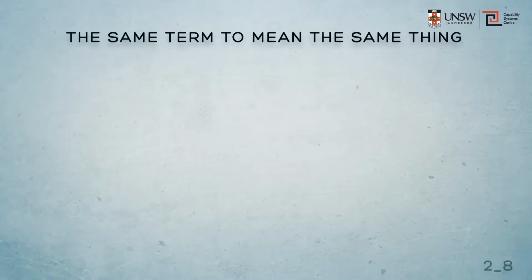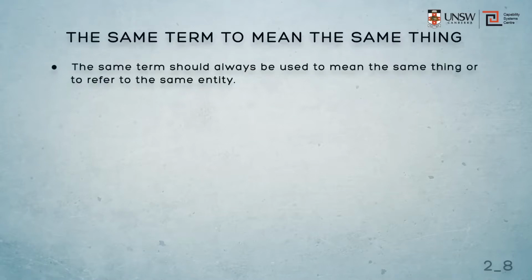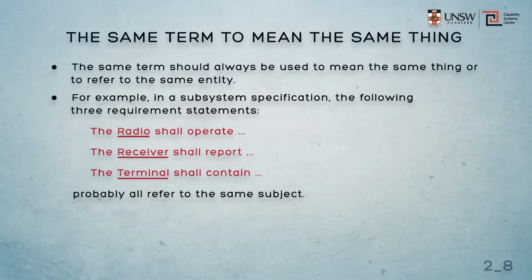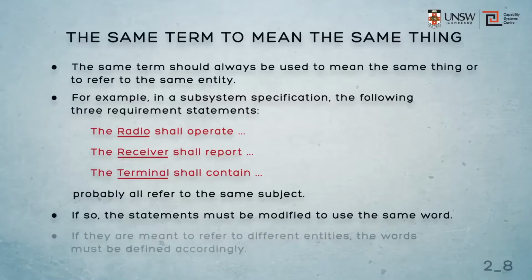If we use a separate term in a document, the reader is entitled to infer that we have meant a change in meaning or we're referring to a different entity. So we should always use the same term to mean the same thing or to refer to the same entity. For example, in a subsystem specification, the following three requirement statements, the radio shall, the receiver shall, the terminal shall, probably all refer to the same subject, and the statements must be modified to use the same word, if that's the case, or if they're meant to be different, the words must be defined to be so. Notice that if the subject is different in the same specification, there's probably a mistake because the subject should always be the subject of that specification.